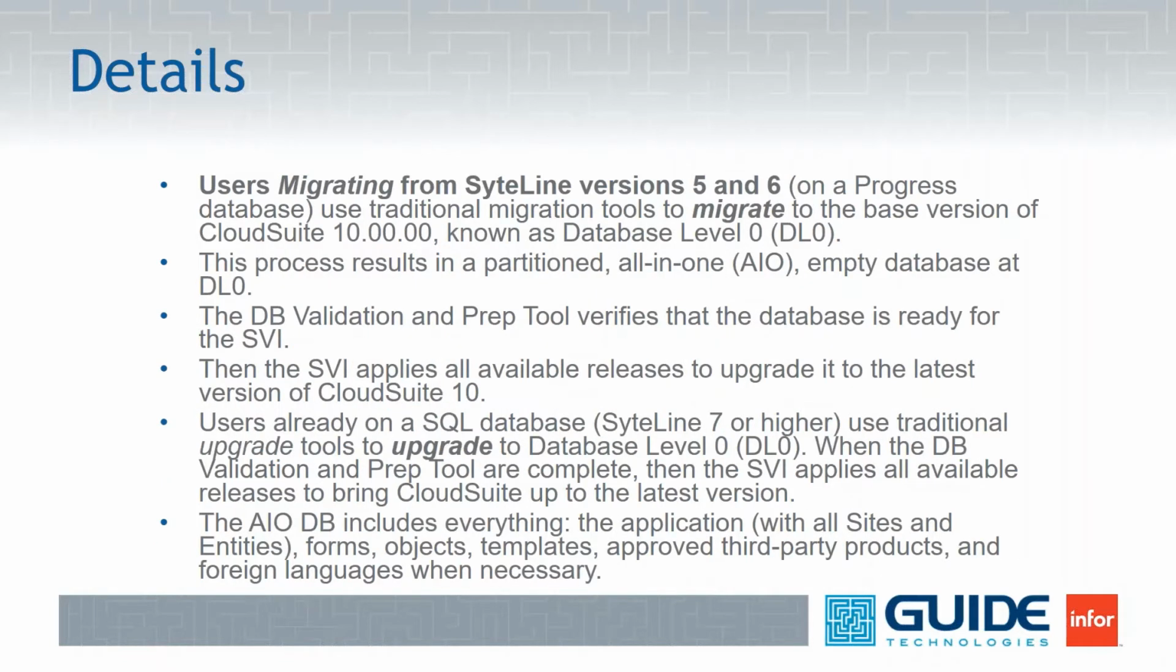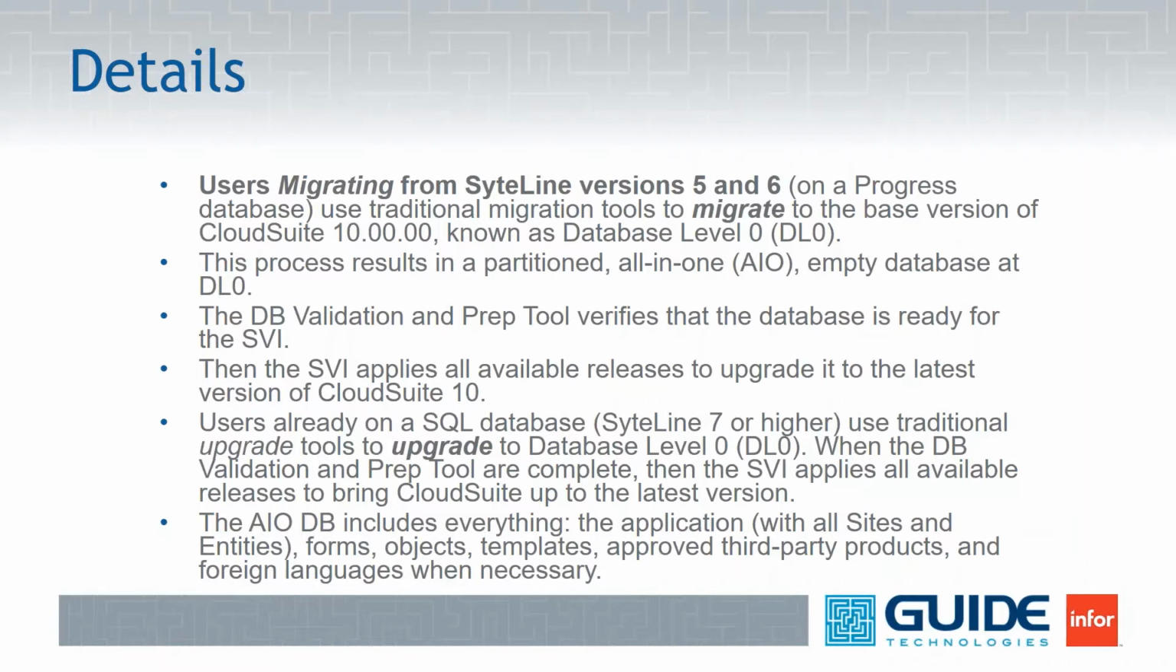As I mentioned, users migrating from Sightline versions 5 and 6, the Progress-based database, will use a traditional migration tool to migrate up to CloudSuite 10. This is known as database level 0 or DL0. The process results in a partitioned all-in-one empty database at DL0 in CloudSuite version 10. The validation and prep tool verifies that the database is ready for the single version installer, and then the single version installer applies all the available releases and fixes to upgrade it to the latest version of CloudSuite 10.